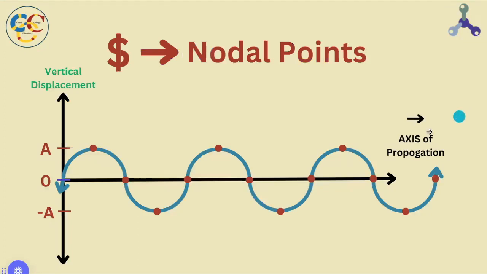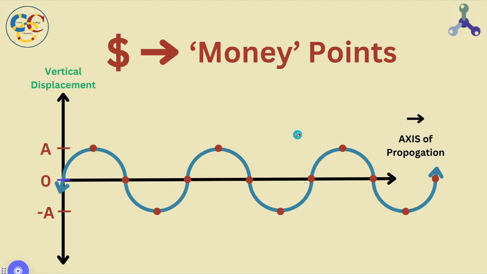What are nodal points, and why are they so darn useful in the realm of light and waves? I actually call them money points because they're the currency to describe and measure different variables of a wave, taking into account its repetitive nature.